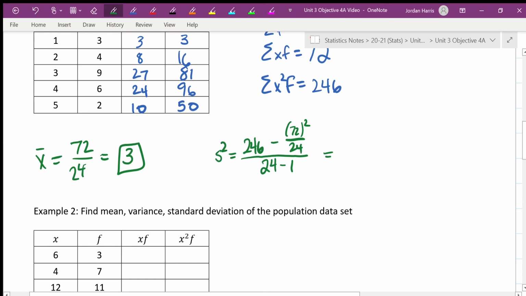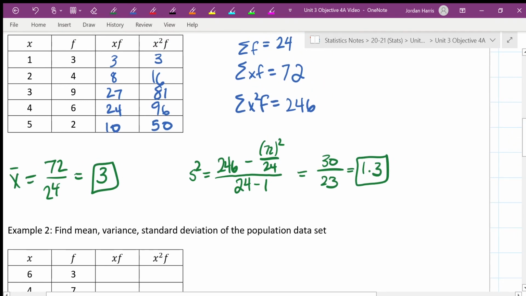So you use a calculator at this point. Please actually practice using your calculator once again. Make it look exactly like the top: 246 minus 72 squared divided by 24. Okay, so that's 30, it's the top. Divided by 24 minus 1, which is 23. So I divide 30 by 23, and rounding to the nearest tenth, I get 1.3. So that's my sample variance.